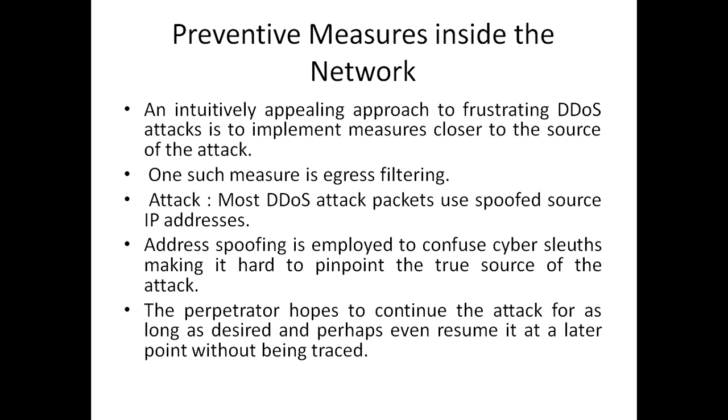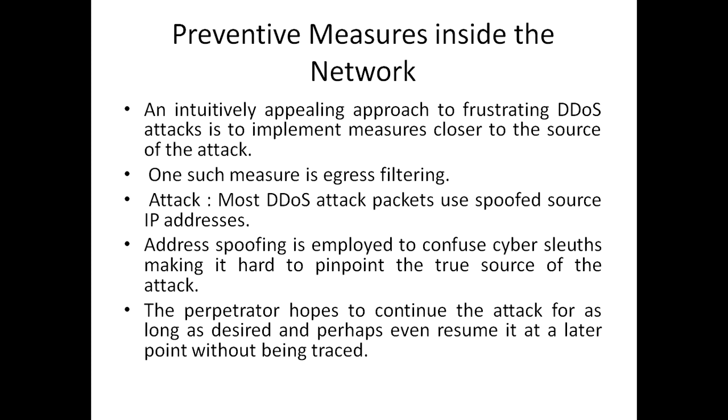In the preventive measures inside the network, the major task is to stop the distributed denial of service attack, which is mainly implemented closer to the source of the attack. One such measure is egress filtering. Here the major issue is that most distributed denial of service attack packets use spoofed source IP addresses.